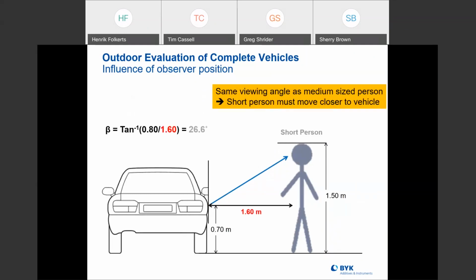So for a short person, and the 26.6 degree, they actually should move closer to the vehicle than a medium-sized person. And then the taller person can actually step back farther and they can see the same angle of incidence. Or like a lot of times when someone's not agreeing with what I see visually and they're taller than me, I try to stand on my tiptoes to see the same angle that they're viewing. Or if they're shorter than me, I try to bend down to their angle so I can see the same thing that they're seeing. Because it's not a huge change, but it can change what you see based off your viewing angle.